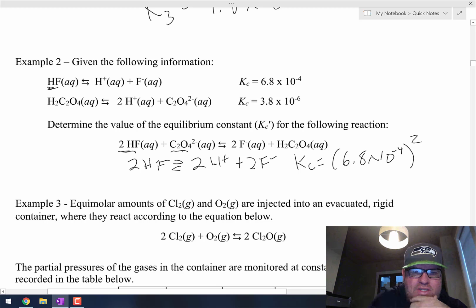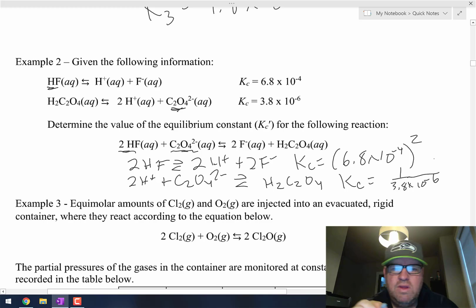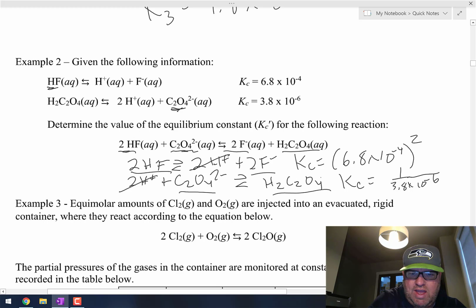And then I need C2O4 2 minus, and I need it as a reactant. So it's a product, so I'm going to flip that second equation. So that's going to become 2 H pluses plus C2O4 2 minus in equilibrium with H2C2O4. And what do I do with that equilibrium constant? I'm going to take 1 over 3.8 times 10 to the negative 6th. Okay, and now the 2 H pluses are going to cancel. And so we're going to end up with 2 HF, the C2O4 2 minus, the 2 F minuses, and the H2C2O4.